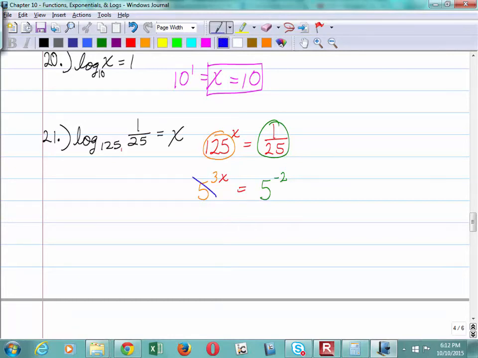So then you can just cancel out the big 5s. And then you would have 3x is equal to negative 2. And then just divide both sides by 3. So x is equal to negative 2/3.